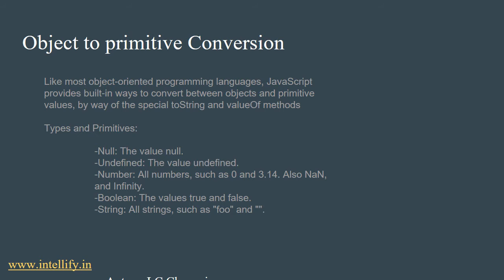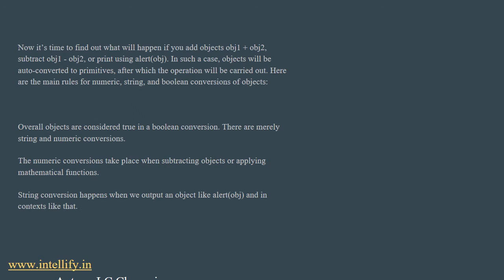The types of primitives: null, undefined, number, boolean, and string. What is null? There is nothing in the value. The value is null, and when the value is not defined, then it is called undefined. All numbers such as zero and decimal values and non-numbers, infinity, belong to the Number function. What is boolean? The value true, false, 0, 1 or the Boolean function. String, all strings included in double quotes and single quotes belong to strings.